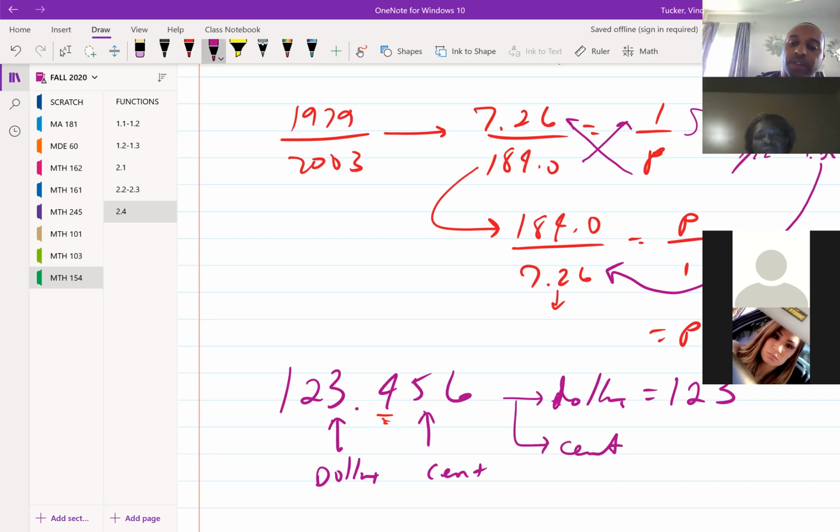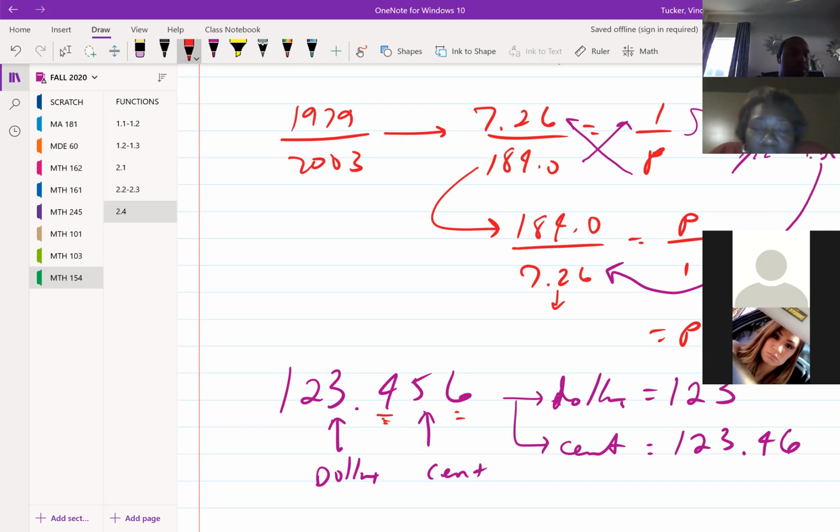If I'm rounding to the nearest cent, I'm looking at the 5, because cents are 2 decimal places. So I'm going 1, 2, 3, 4, 5. The 5 is going to go up to 6 because of the 6 to the right of it. If the value to the right of your place value is 5 or greater, you will round it up. If it's less than 5, then it stays the same. All right.